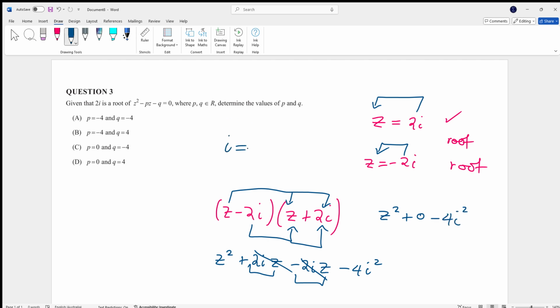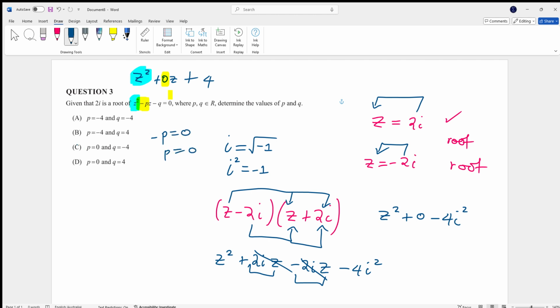Now i is the square root of negative 1. Therefore i squared must be negative 1. So here, that minus 4i squared turns into a positive 4. Now let's line this up with what they have up here. Here, z squared matches up perfectly. Now there is no z term, so there is a 0z term there. So imagine plus 0z. That is actually going to be the value of your negative p. So negative p is equal to 0, therefore p equals 0.